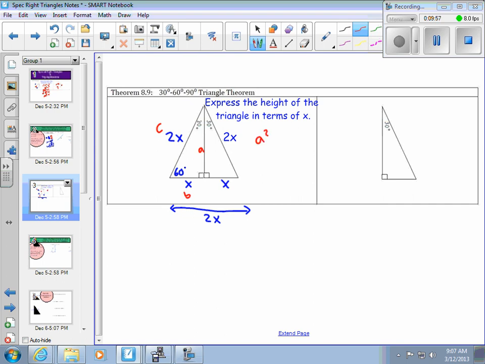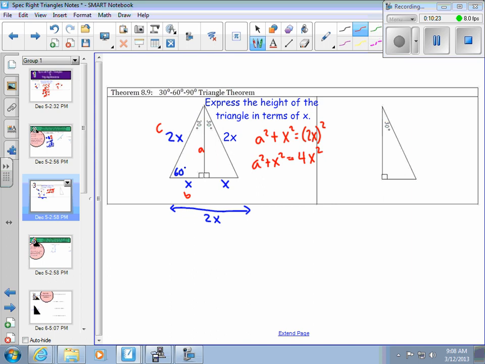So we got a squared plus x squared equals 2x squared. If we can solve that for a, we will know the height. Well, we got a squared plus x squared. If we square 2x, again, meaning squaring means you have two of them, 2x times 2x, that would be 4x squared.